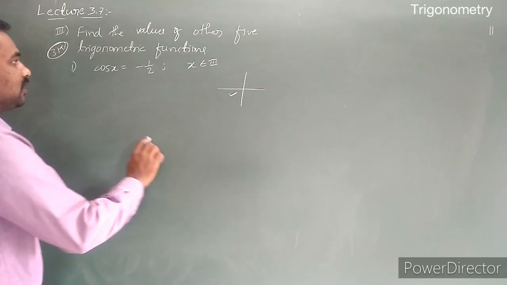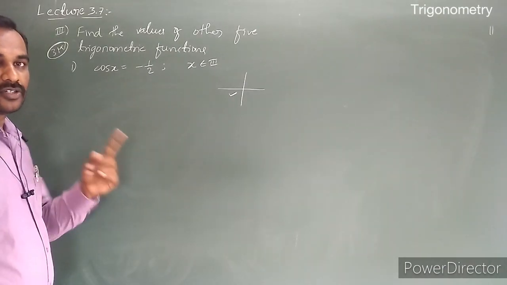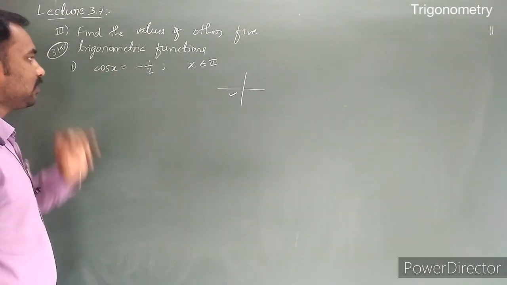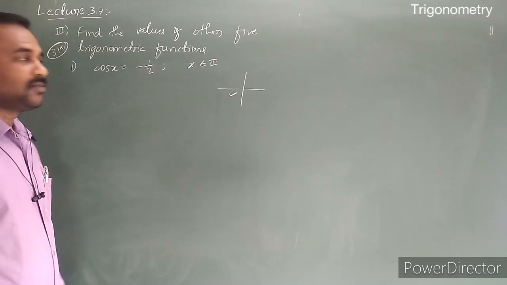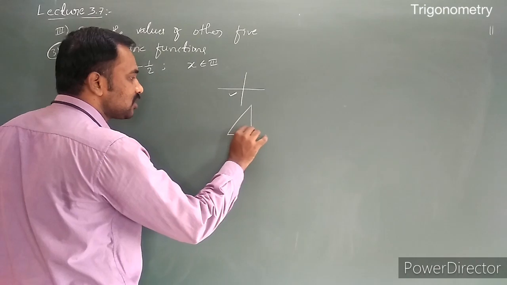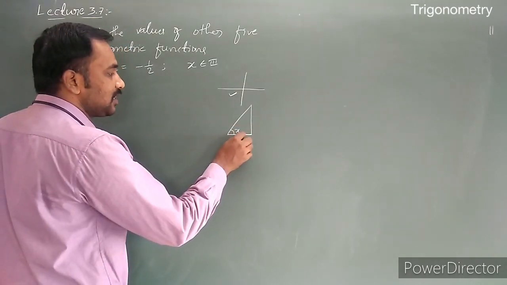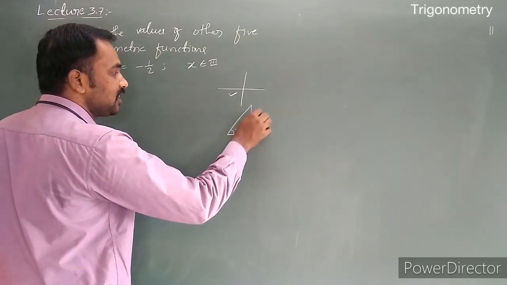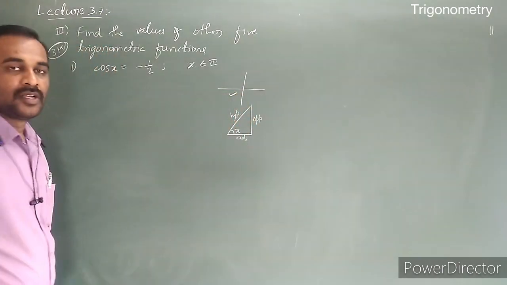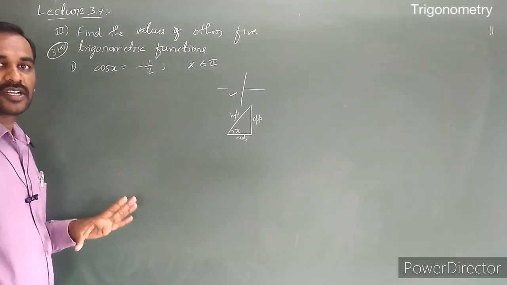How do you find this? To find all the 6 trigonometric ratios, or the remaining 5, it is sufficient to have 1 ratio. They have given 1 ratio. With the help of this ratio, we can easily find the remaining values. All the 6 trigonometric ratios depend on the angle. Suppose it is the angle x. This is the adjacent side, this is the opposite side, and this is the hypotenuse side. If we know these 3 sides' values, we can easily find all the 6 trigonometric ratios.